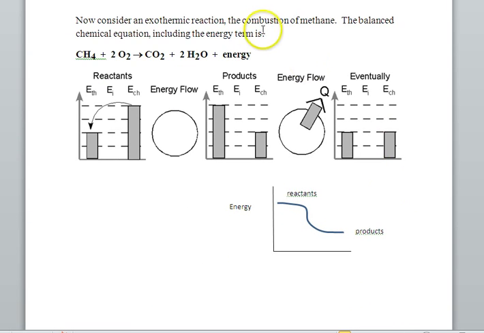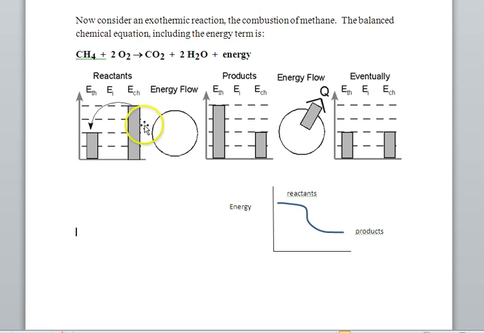This example is combustion of methane. Anytime you have a combustion reaction, it is exothermic, as it states right here. This reaction is going to give off energy. Combustion reactions give off a tremendous amount of energy. That's why we use methane as an energy source. So here's the equation for the combustion of methane. This time, notice, the plus energy shows up on the product side, because again, that's one of the things that's given off in this reaction.